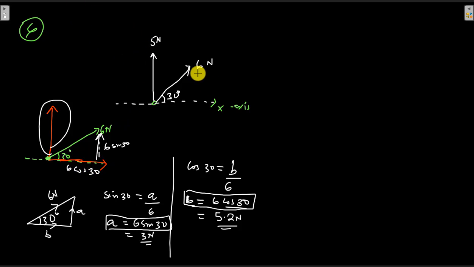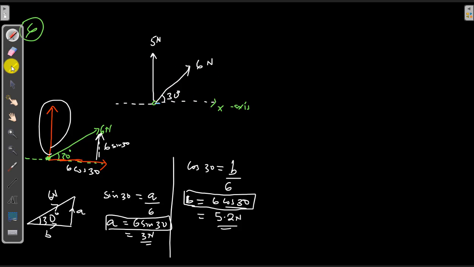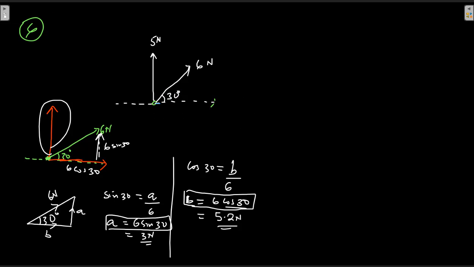So let's come back to our force diagram, the original diagram, and indicate those two forces. So I'll rub the x-axis here. It's not important to indicate it, but there we go. So the horizontal component of our 6 Newton force is 6 cos 30, and the vertical component is 6 sine 30. Let's go ahead now and find the total force in the vertical direction.